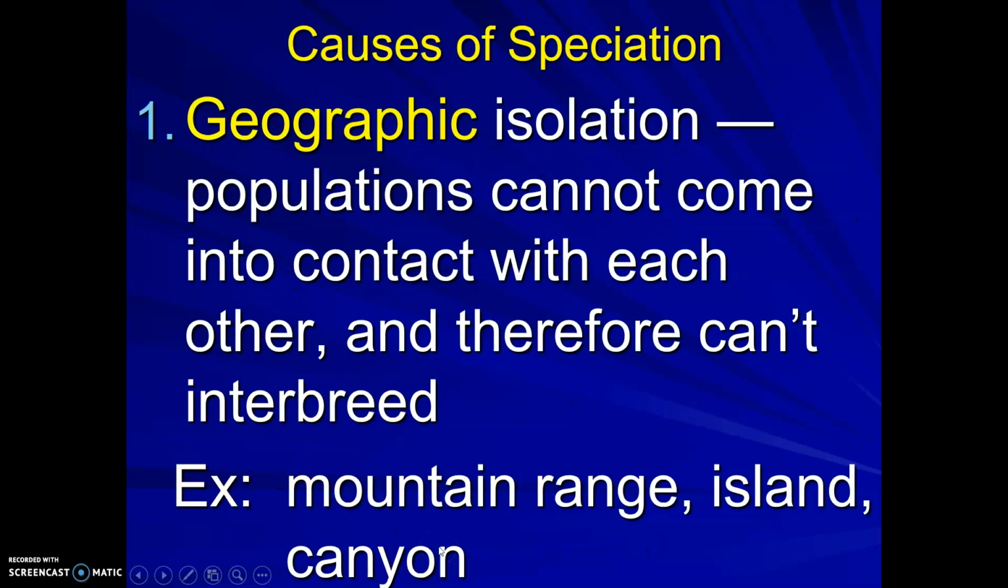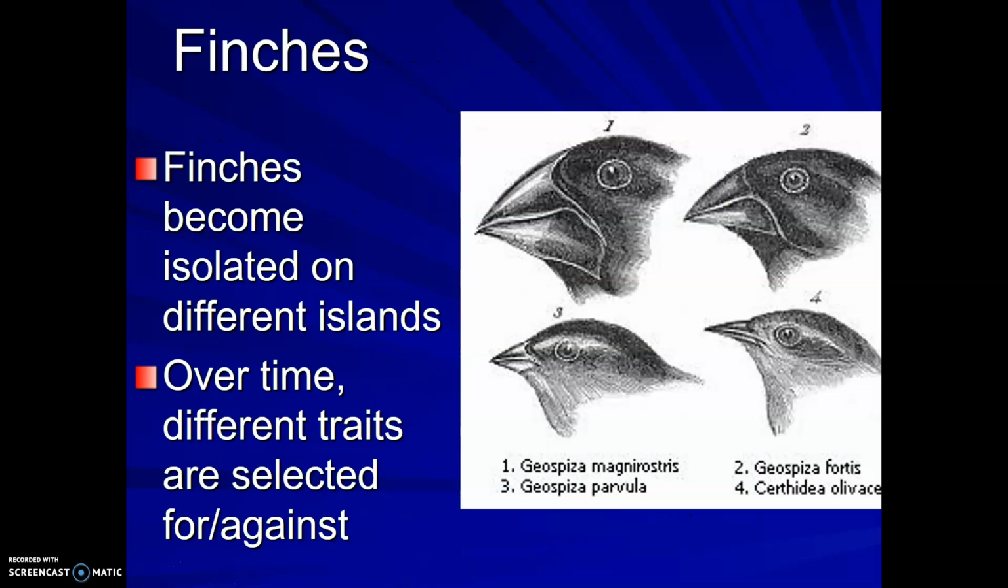So now we're going to talk about the causes of speciation. The first one is geographic isolation. This is when populations cannot come into contact with each other and therefore can't interbreed. And over time, it develops into two species. So like if a mountain, and guys, we're talking about millions of years here, not a few years, we can form mountain ranges. If an island forms, the Grand Canyon.